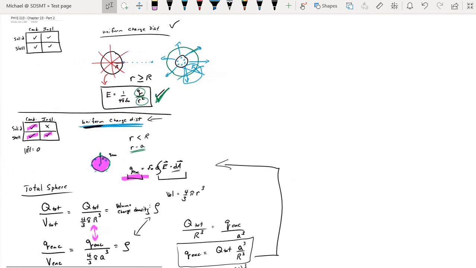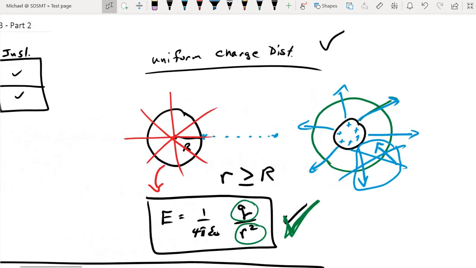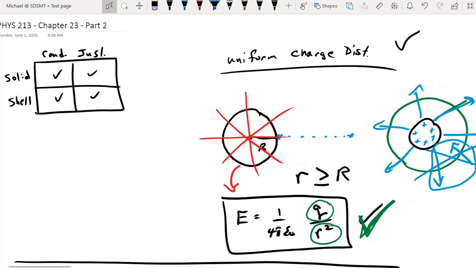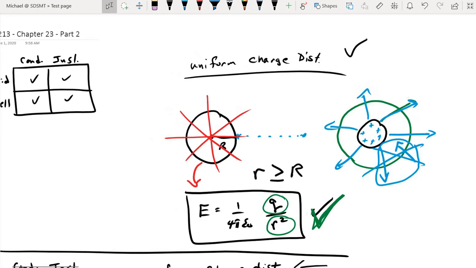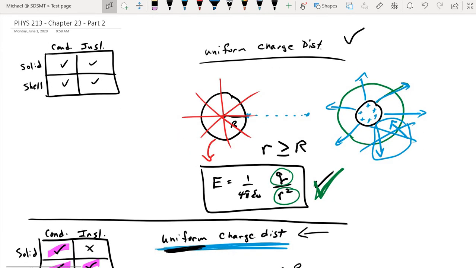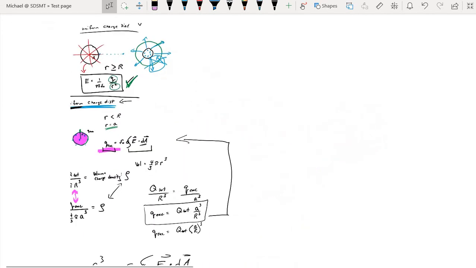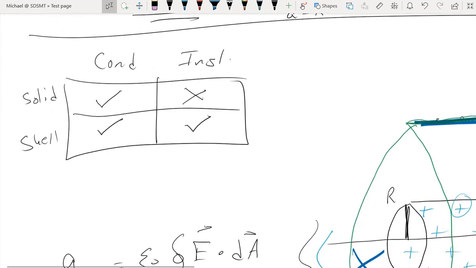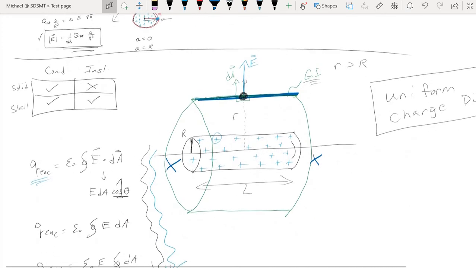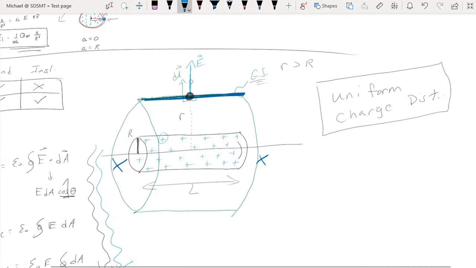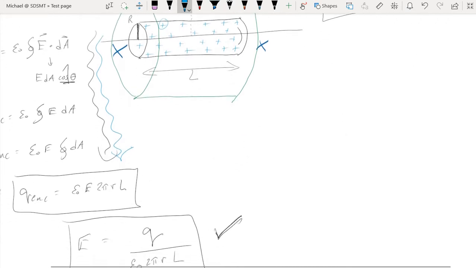Didn't really matter what kind of sphere we had, whether it was conducting or insulating or a solid or a shell, as long as we had uniform charge distribution and we were outside of the sphere, it acted like a point charge. Now we're seeing that regardless of what our cylinder is made of or how it's constructed, as long as we're outside of it and it has uniform charge distribution, it's going to act like a line charge.